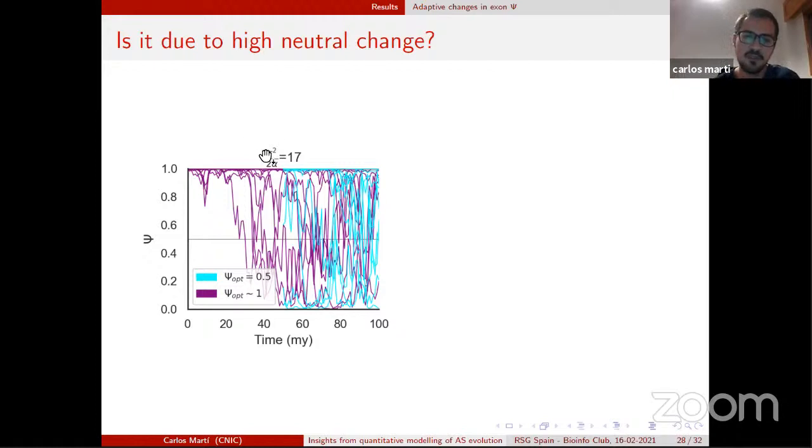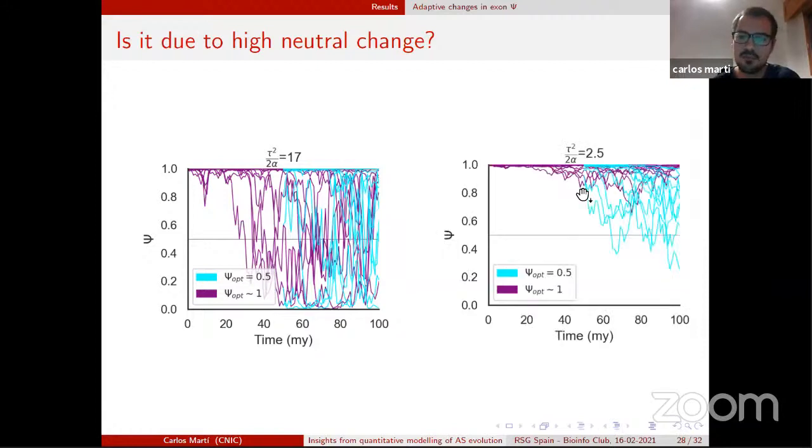However, this was done with the rate of neutral evolution that we inferred for our data. And if we artificially reduce this rate of neutral evolution, we start to see that these two groups of exons would evolve differently and probably are better distinguishable.